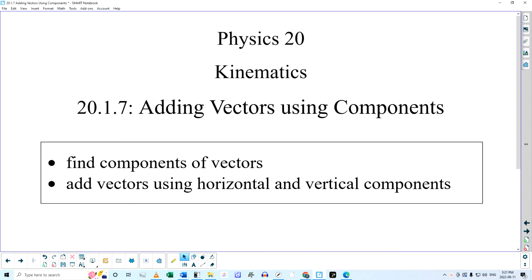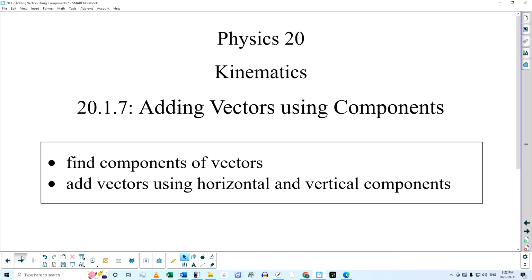Today you're going to be looking at lesson 20.1.7, which is adding vectors using components. On Friday of last week, we saw how you could add vectors in three very specific situations. You could add vectors if they were in the same direction, if they were in opposite directions, or if they were perpendicular to each other. Any other situation is going to require that we use what are called vector components, and that's what we're going to look at today. We're going to start by finding components of vectors, and then we're going to do the vector addition using these components.